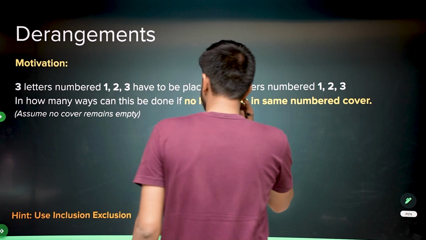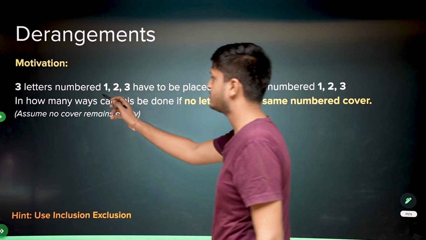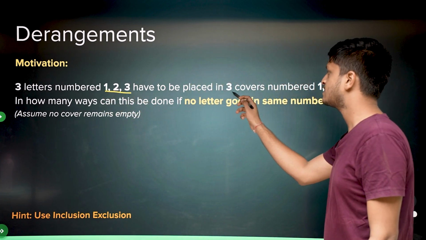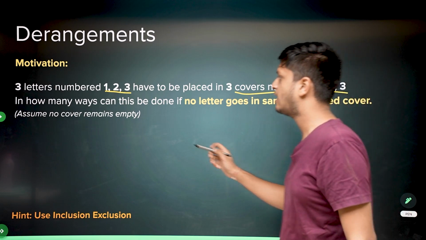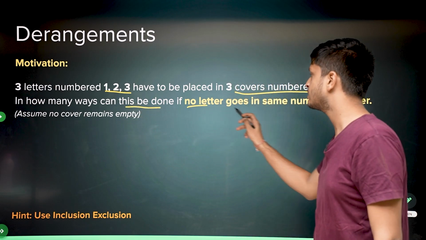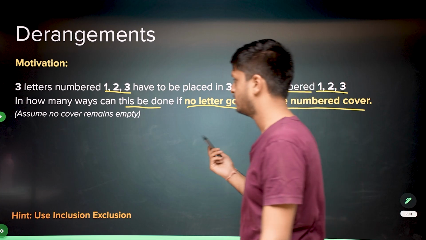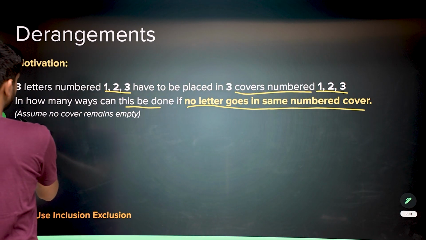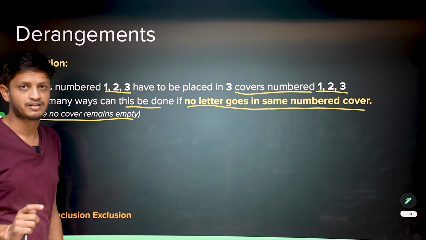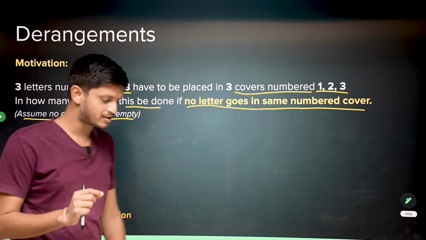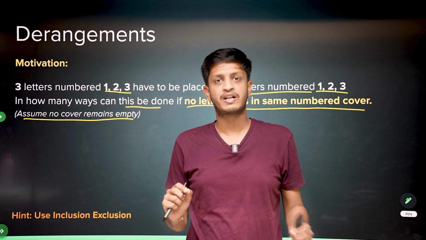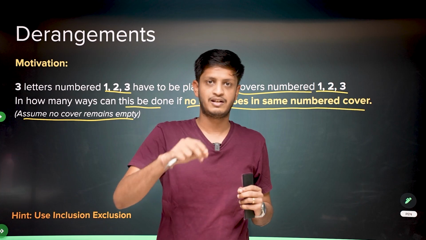So we will solve this. So this is the question. 3 letters numbered 1, 2 and 3 have to be placed in 3 covers numbered 1, 2 and 3. In how many ways can this be done if no letter goes in the same numbered cover? Okay, same problem. And we are also assuming that no cover remains empty. Okay, this is all based on the assumption that no cover can remain empty. You have to place 1 letter in every cover.